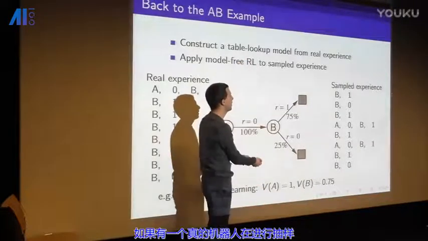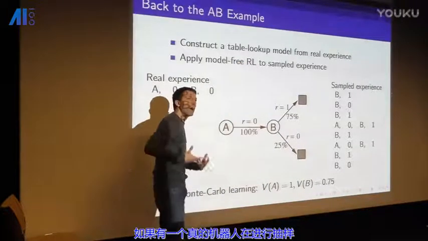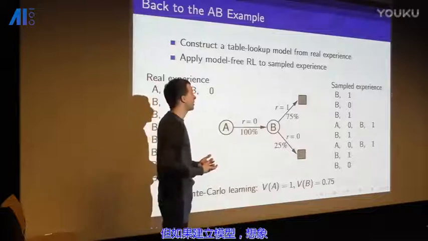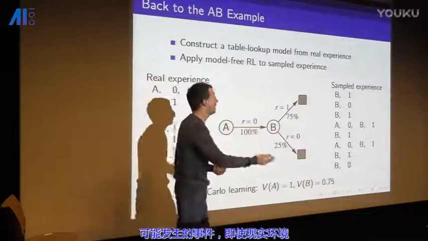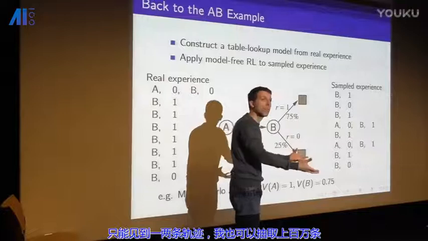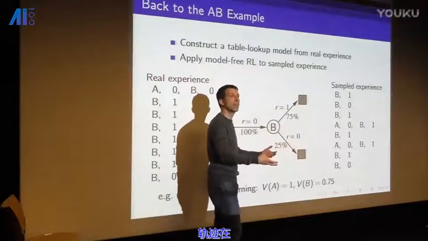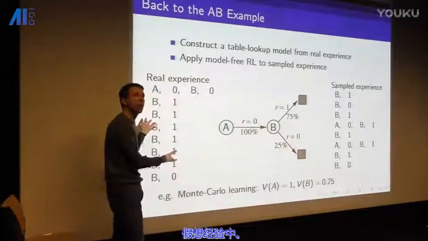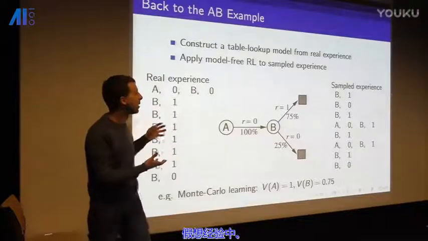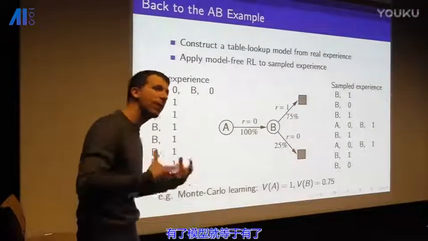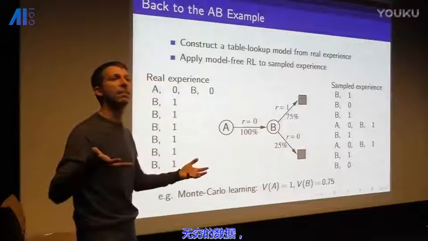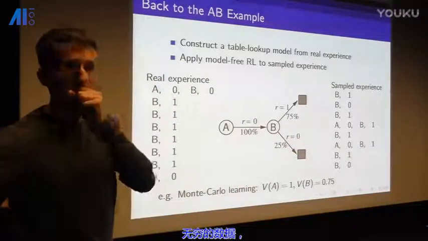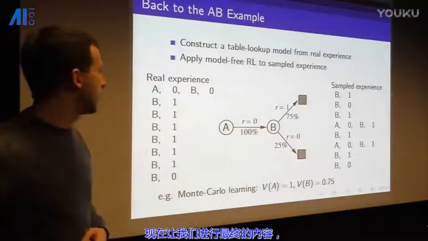So if you've got a real robot, it's quite slow and painful to work with a real robot, but if it builds a model and imagines what might happen, it might be able to sample millions of trajectories of hypothetical experience, even though it might only have seen one or two trajectories of real experience. So that's the advantage of building a model. Once we have that model, we essentially have infinite data, or the ability to generate infinite data.